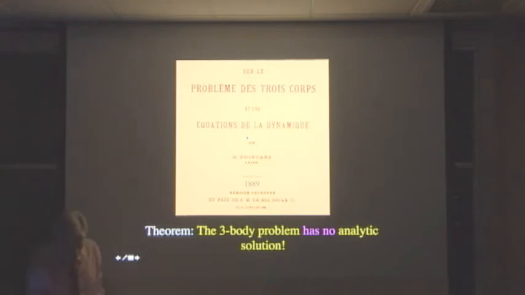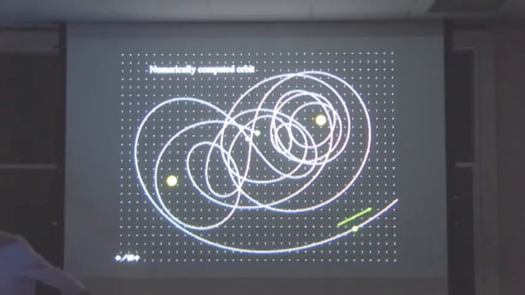And if you want to know why the three-body problem has no analytic solution, here is an example of a numerically computed orbit in solution to the three-body problem. And you see the trajectory of that small particle, and I ask you, what is the function that describes that motion? And that's a sort of a poor folks proof of the fact that there is no analytic solution to this problem. Incidentally, that trajectory is chaotic.